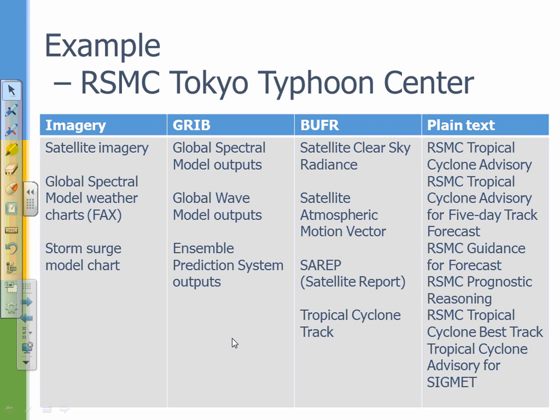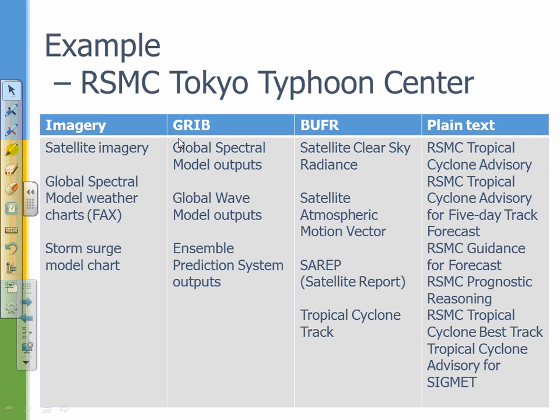So let me take an example of RSMC Tokyo. As Nishikawa-san presented this morning, our RSMC Tokyo Typhoon Center has various products, and I just classified all the products by data format. So of course we have imagery, such as satellite imagery, or even the global spectral model. The global spectral model is disseminated as a weather chart, as a fax form, for example. And of course, we have storm surge model charts as well. These are the imagery products.